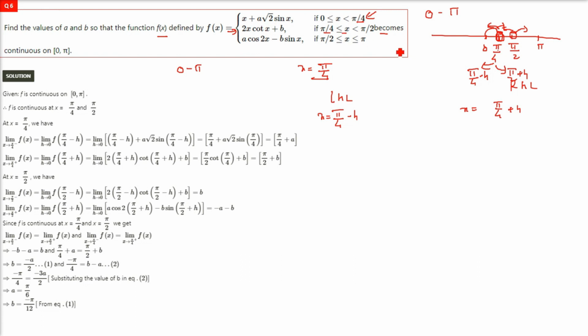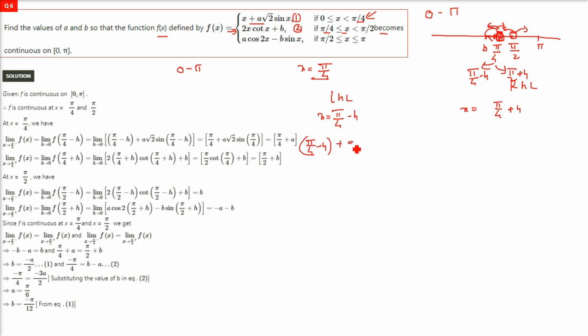Please remember, at pi by 4 minus h, you are behind pi by 4, so you have to use the first function. Just a point ahead of pi by 4, you have to use 2x cot x plus b. So these two functions we have to use, one for left hand limit and one for right hand limit. Function number 1 is, as I said, x plus a root 2 sin x. Here we are going to put pi by 4 minus h. And on the right hand side, we will put x in 2x cot x plus b.